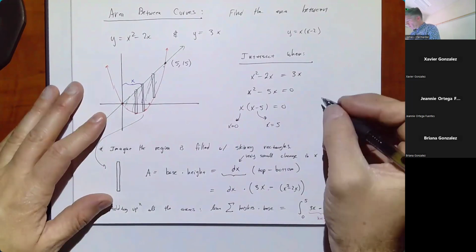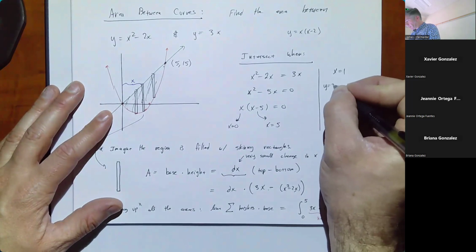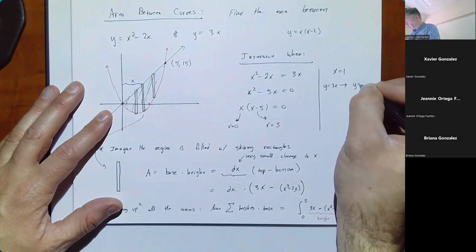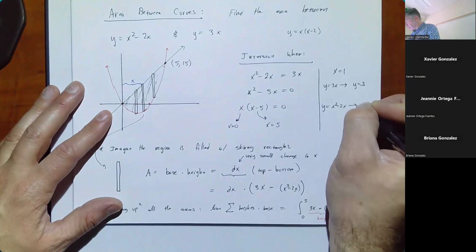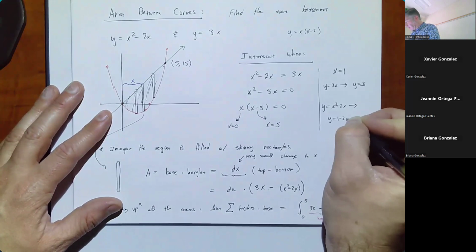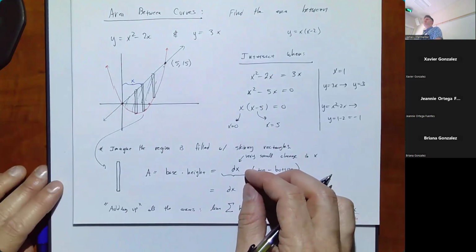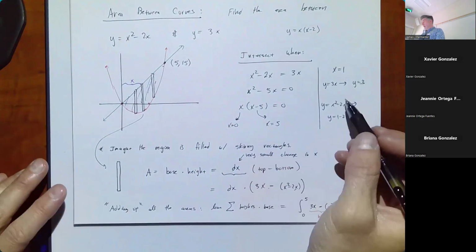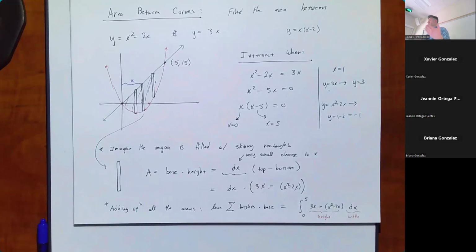If I pick x equal to 1, well, y equals 3x is going to end up being y equal to 3. And y equals x squared minus 2x is going to end up being y equal to 1 minus 2, which is negative 1. Which of those is bigger? 3, which means that function is the bigger function. So this will always work. If you're trying to find which function is bigger on an interval, you can just test some point in the interval and then see which of the two functions has the larger value, which is nice.